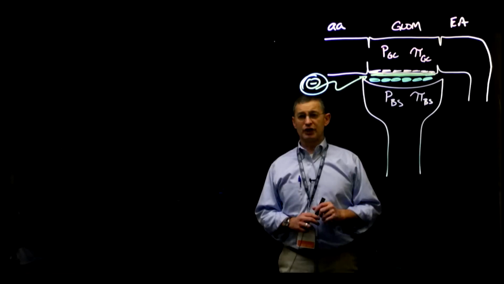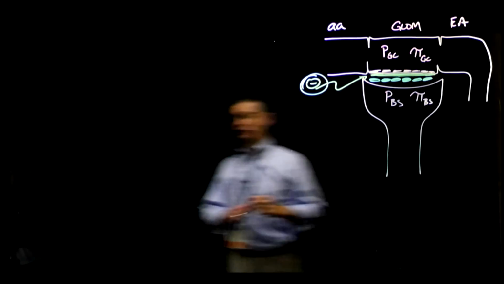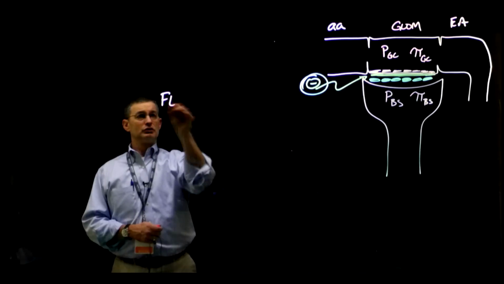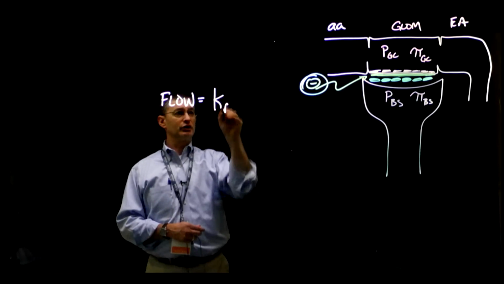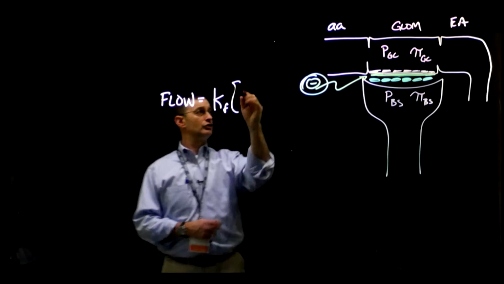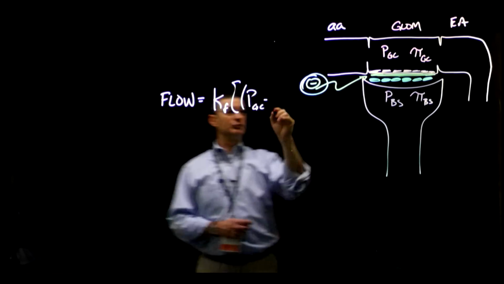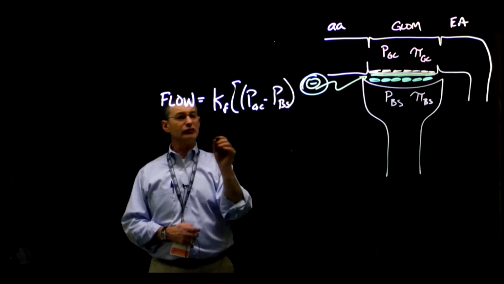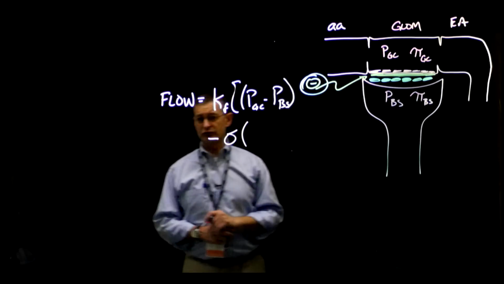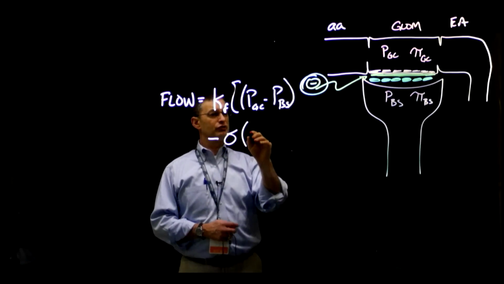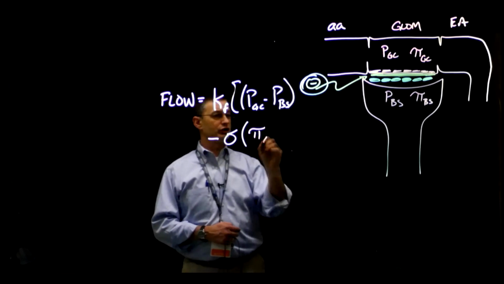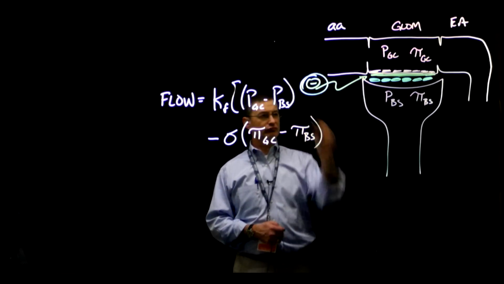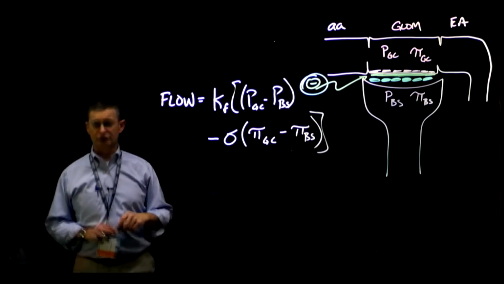So from the standpoint of deciding the net flow across this glomerular filtration barrier, we can use the same Starling equation that we used for systemic capillaries, which is essentially flow is equal to our filtration coefficient times the difference between hydrostatic pressures in the capillary minus hydrostatic pressures in Bowman's space, minus sigma, which is the reflection coefficient, times the difference between the oncotic gradient in the glomerular capillary minus the oncotic gradient in Bowman's space. The same type of formula as we had for systemic capillaries.